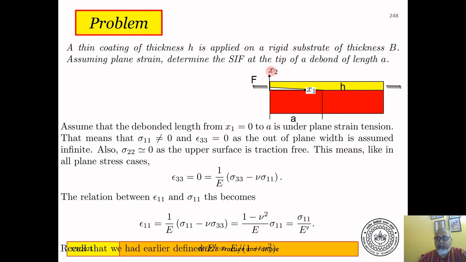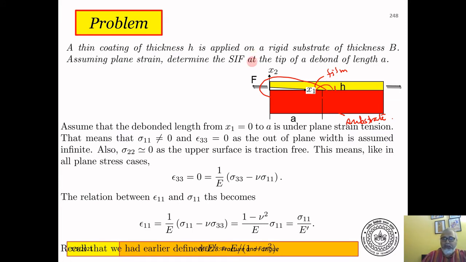So here is a film. The yellow part is a thin film on a rigid substrate, and this film is bonded to the substrate over all regions except at this place where it is debonded, and it is being pulled by this tensile force F as shown. Now we need to find the stress intensity factor for this particular film ahead of the debond. So, stress intensity factor for the crack tip here.